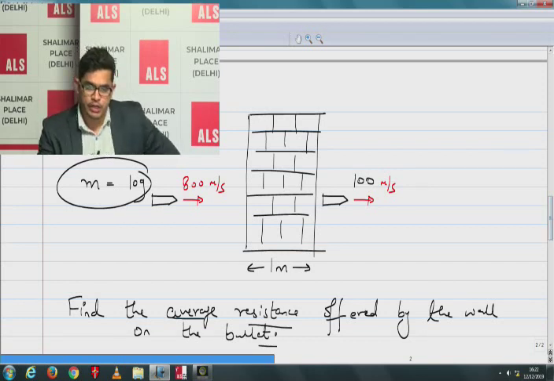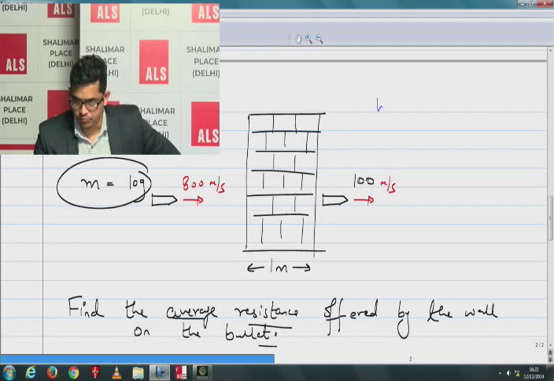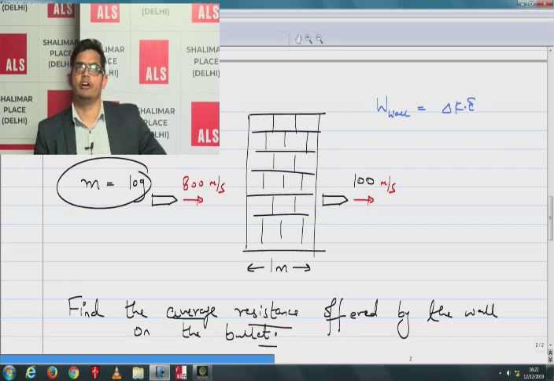See, can I say work done by wall is equals to change in kinetic energy? Do you agree? Work done by all the forces is equals to change in kinetic energy. What is the work done by force? See, the displacement is in this direction. Force applied by the wall will be in the opposite direction. So it will be a negative force applied by the wall into the displacement, which is 1. It is equals to change in kinetic energy.